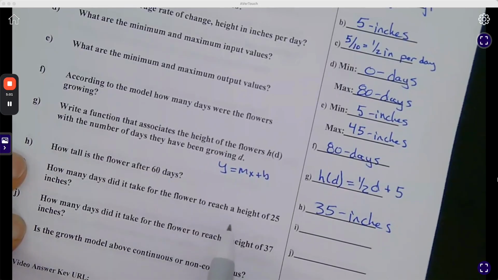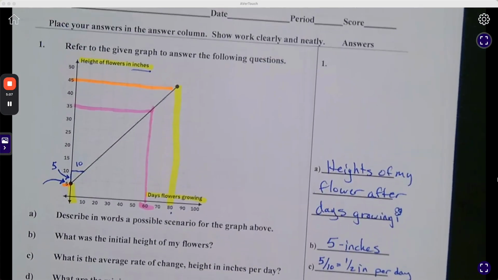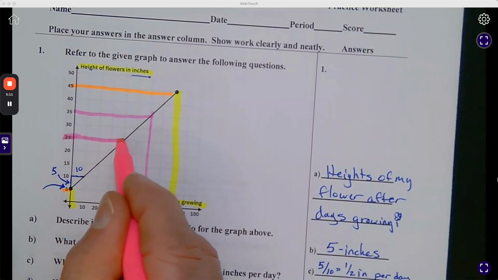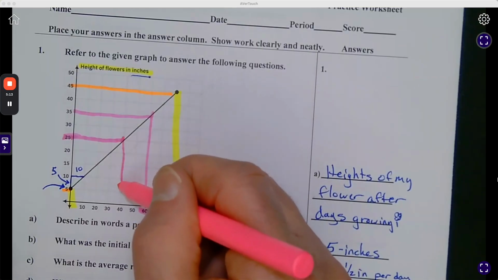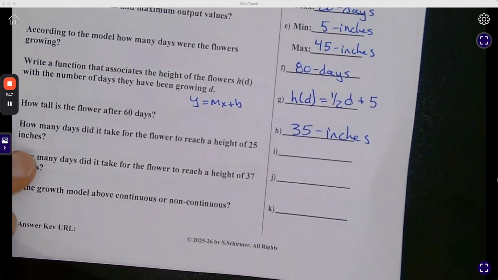How many days did it take for the flower to reach a height of 25 inches? All right, well, let's go. Oh, I'm sideways. Let's go back up to the graph. Now I'm going to go to the y-axis and find 25. Send it over to the graph. Woo! And then straight down once you hit the graph. Looks like 40 days.